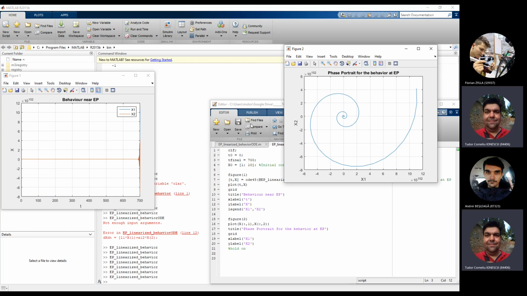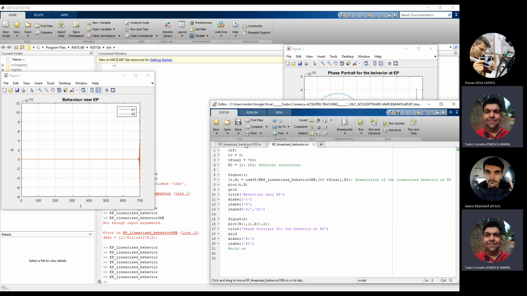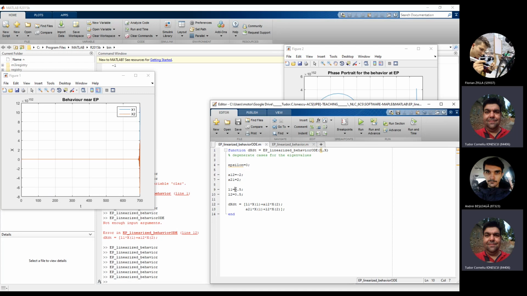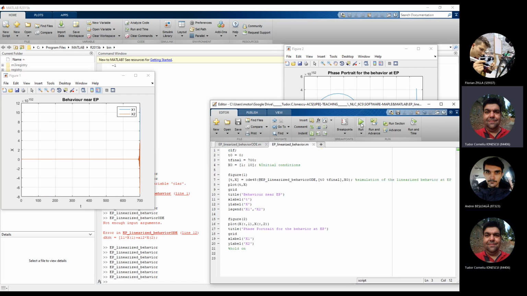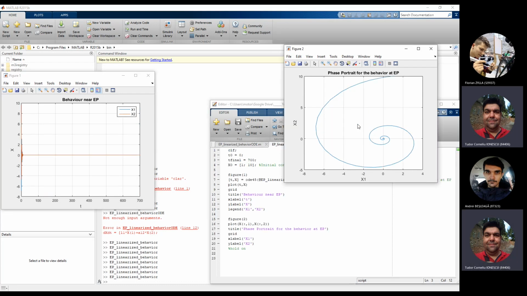Wow, you like it? This is unstable. I want it stable. Sorry about that. Because I like stability. Look, a stable focus. Love it? This is a stable focus.